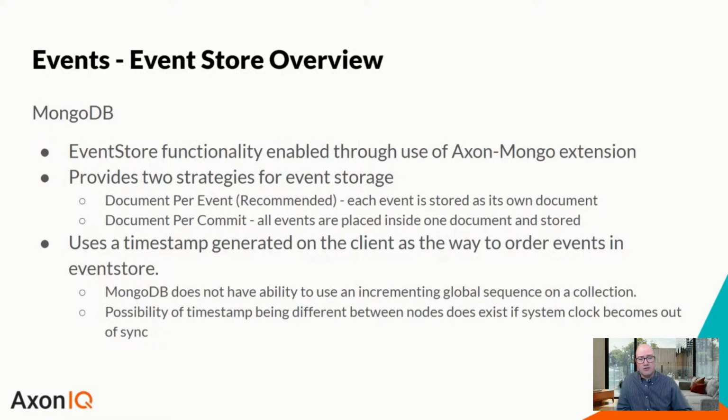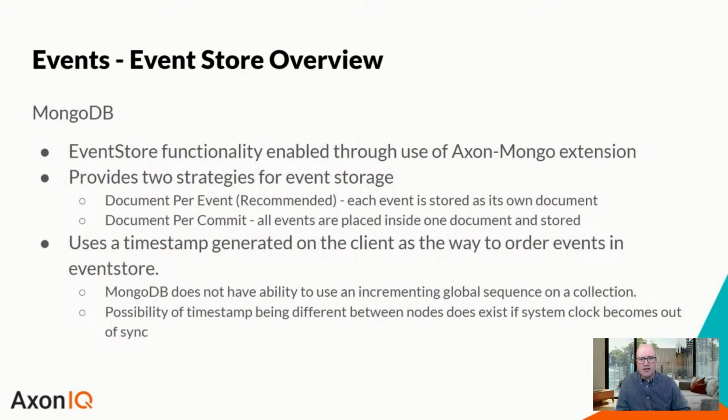If MongoDB is your event store, it's going to use a timestamp that's generated on the client as its way to order events. So we don't have the opportunity of a global index to know where in the event stream a given event is. It's all based on the timestamp that the client generated. So this has some risks to it.